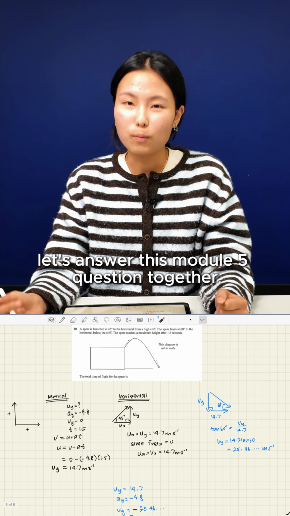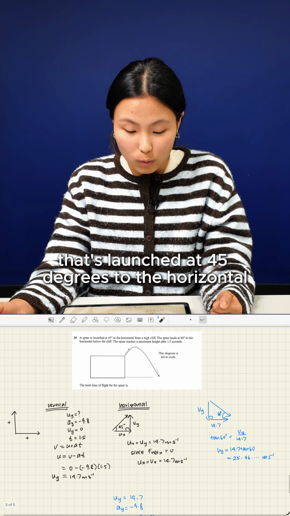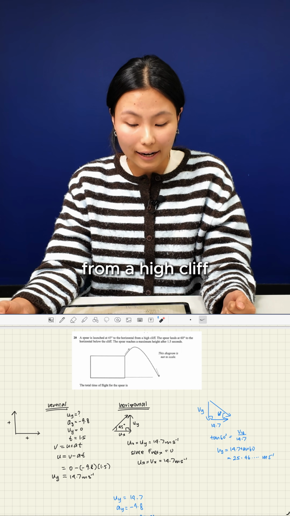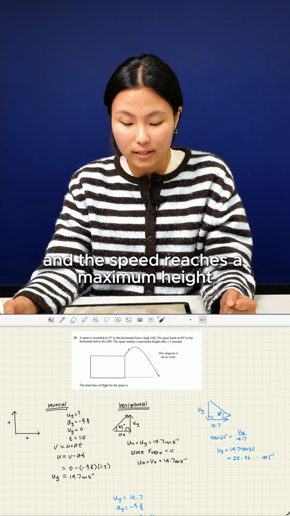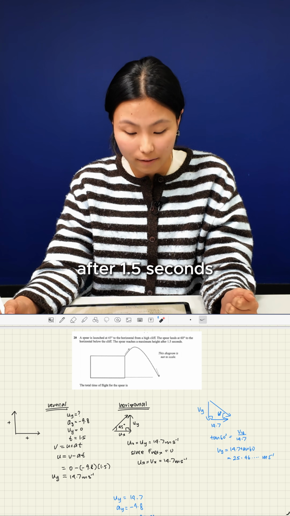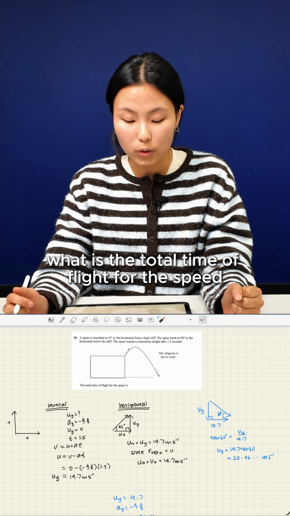Year 12, let's answer this Module 5 question together. We have a sphere that's launched at 45 degrees to the horizontal from a high cliff. The sphere lands at 60 degrees to the horizontal below the cliff, and the sphere reaches a maximum height after 1.5 seconds. The question asks, what is the total time of flight for this sphere?